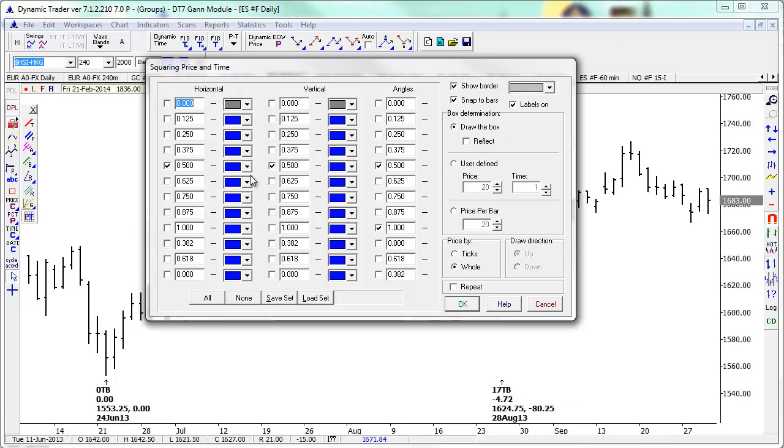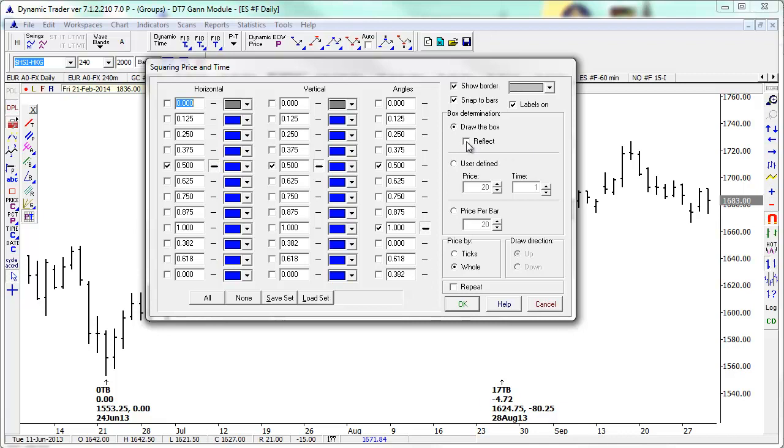And of course, once again, we can choose where the lines are going to be thick and what color we're going to have on it. Well, I'll just make these 50% lines thick. And I'm going to make the 1 by 1 line thick. Yeah, just so they'll stand out a little bit.